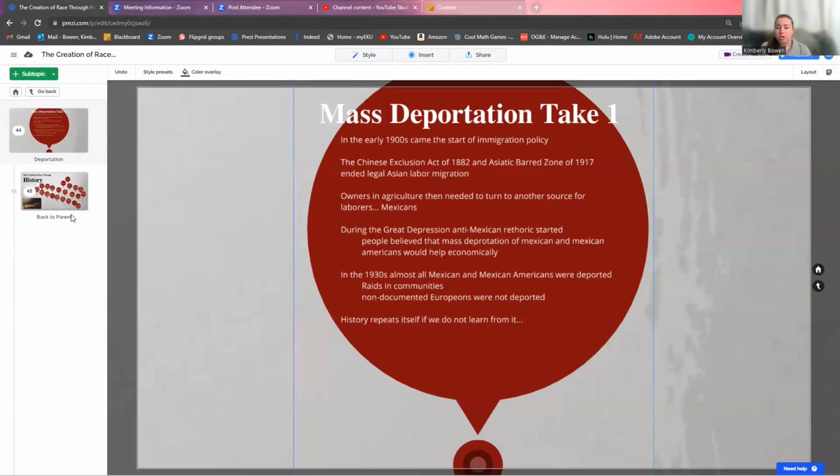In the 1930s, almost all Mexican and Mexican Americans, including ones that were legal citizens and had been born here, were deported in raids on communities. They did this in public places. They would do this in religious facilities. They would do this in homes. And essentially, non-documented Europeans were not deported.